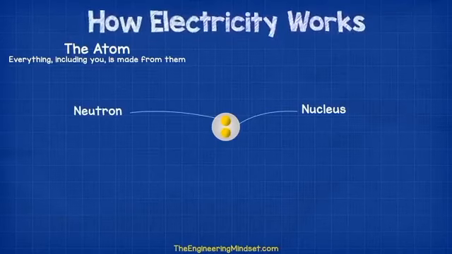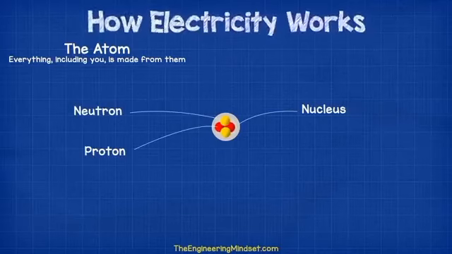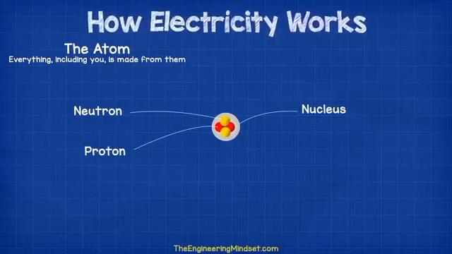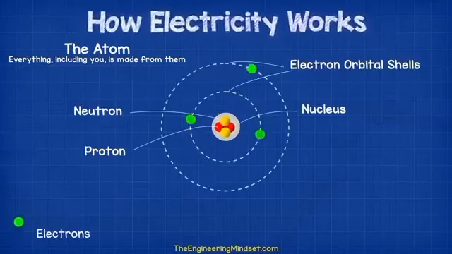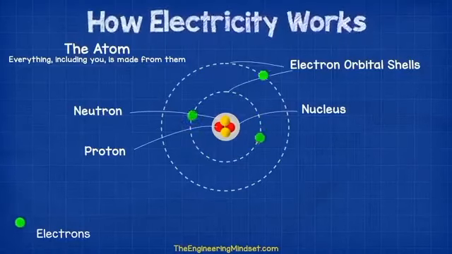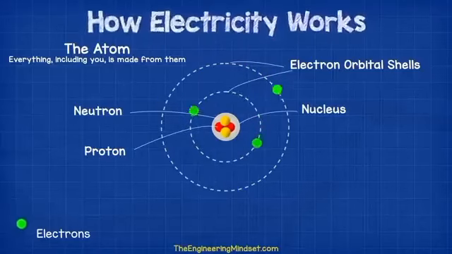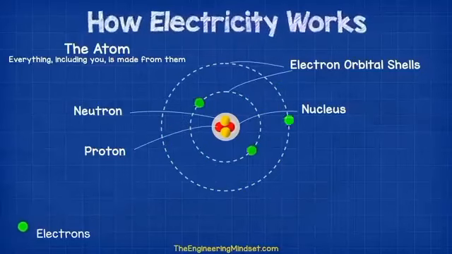Inside the nucleus we have the neutrons, which have no charge, and we also have the protons, which are positively charged. The neutrons and the protons are much heavier than the electrons, so these will stay within the nucleus. Surrounding the nucleus are different layers of orbital shells. These are like flight paths for the electrons. The electrons flow along these flight paths much like a satellite orbits our planet, except that the electrons travel at almost the speed of light.